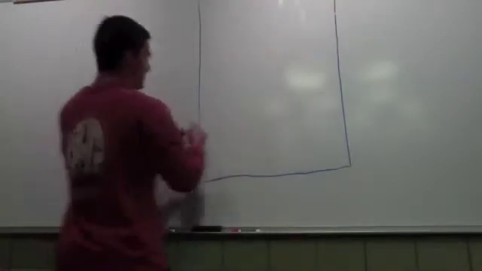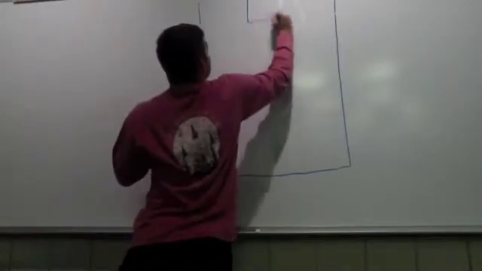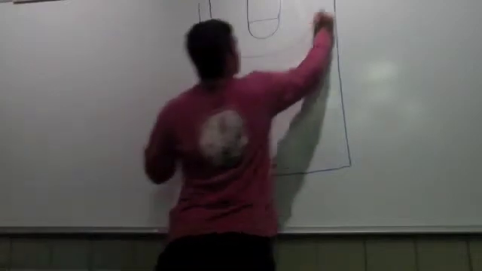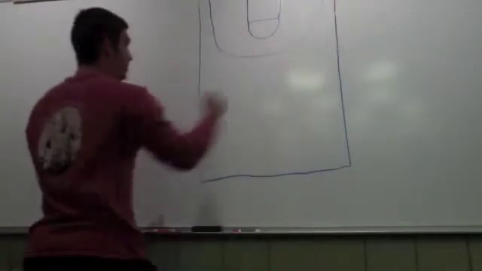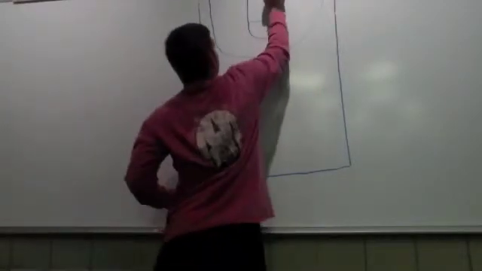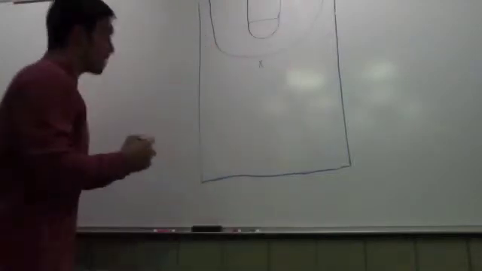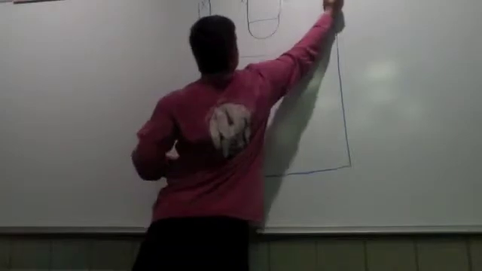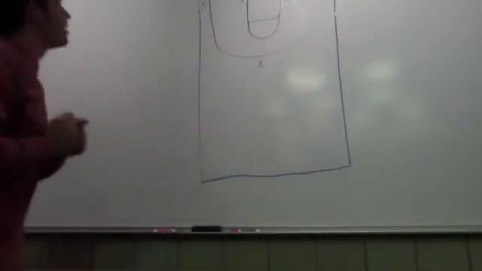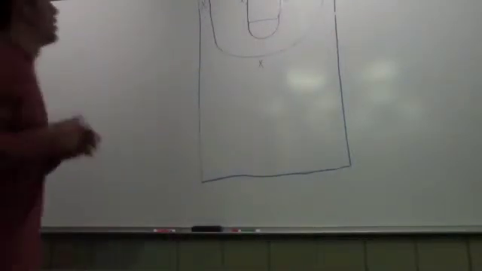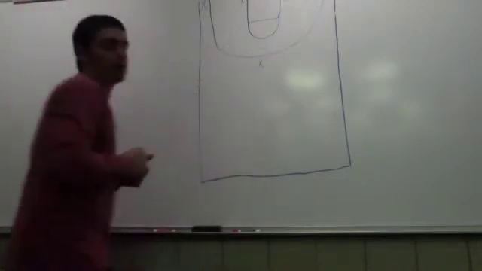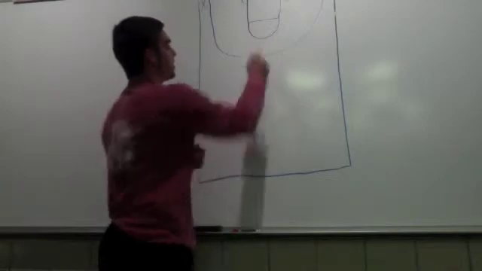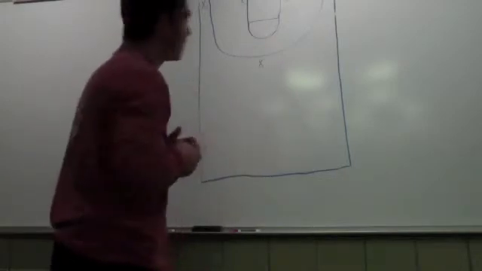To continue off of the isolation play, you have your point guard up top. You have your players in their position. Now, if you want to run isolation, you call isolation. But say the point guard cannot beat that defender off the dribble.